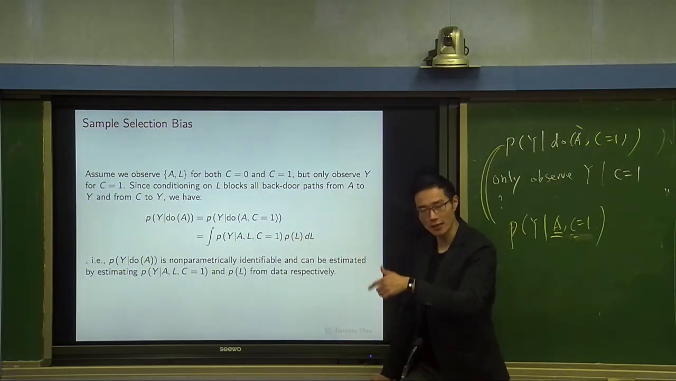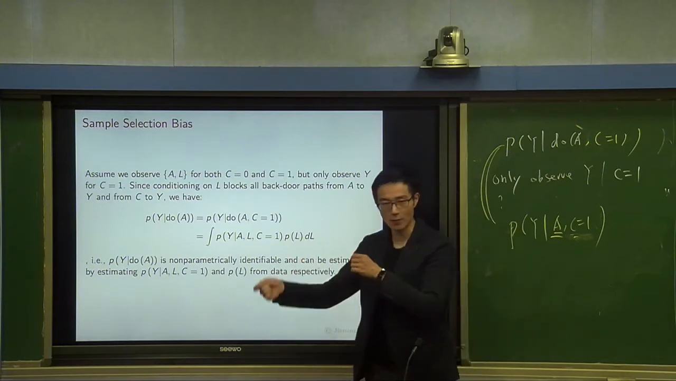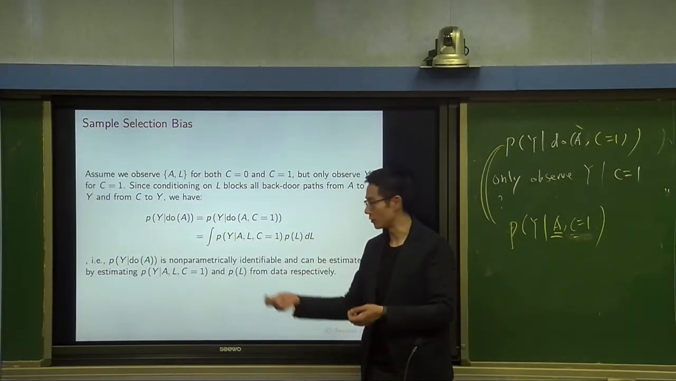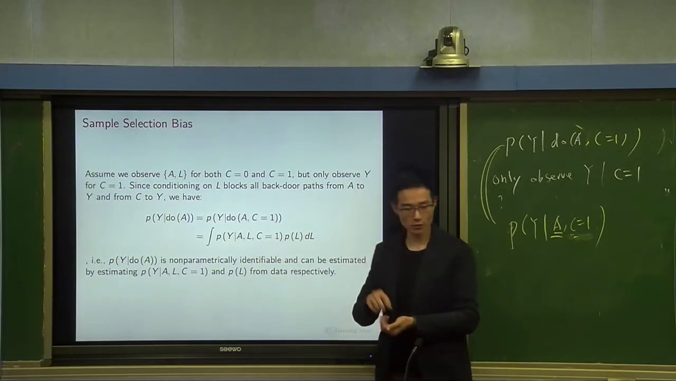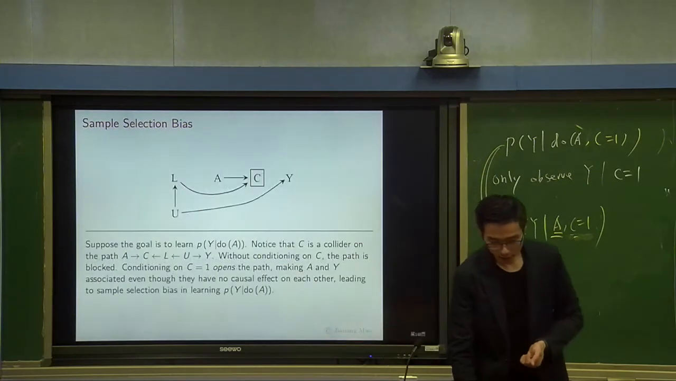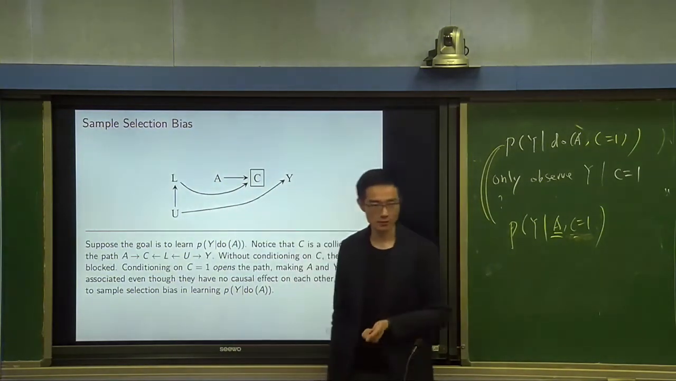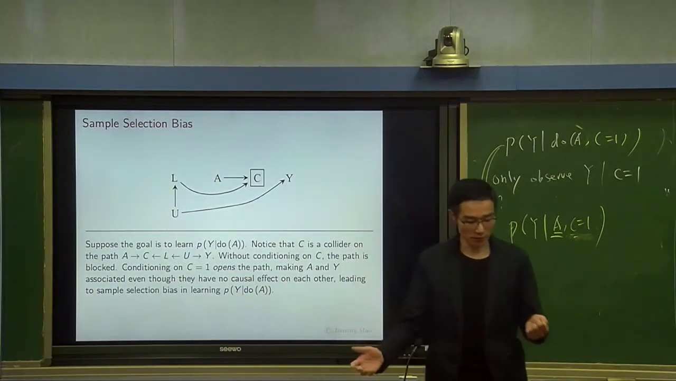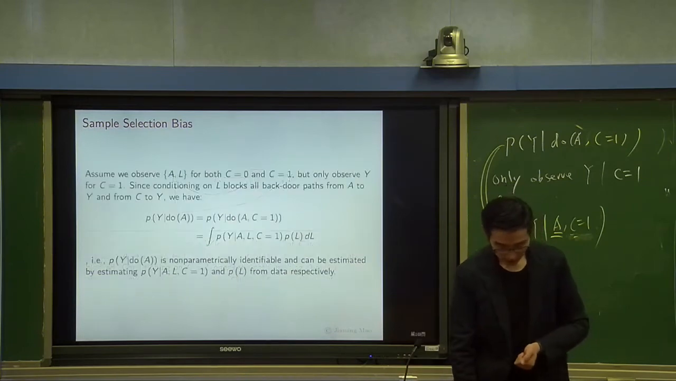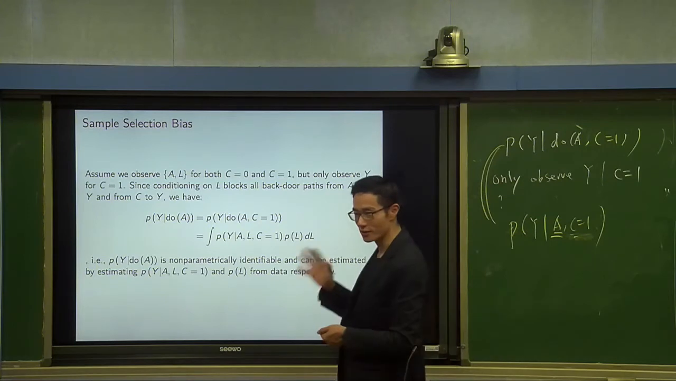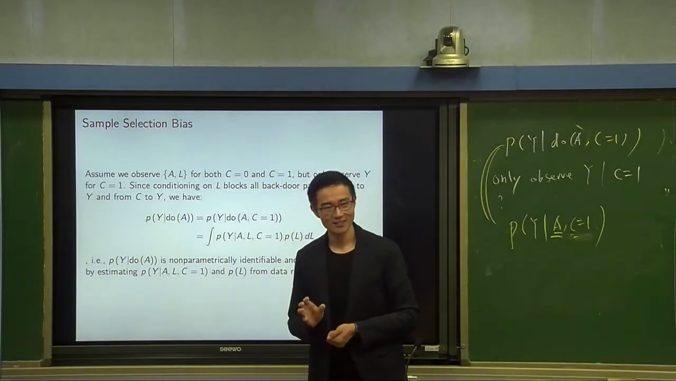Do we have the L from the data? That depends. If you observe L in the entire population, then we can do this. If you do not observe L for the entire population, then you cannot do this. So in order to do this, we have to be able to see L for the entire population. That's the requirement. So this is our example of how to deal with sample selection bias.